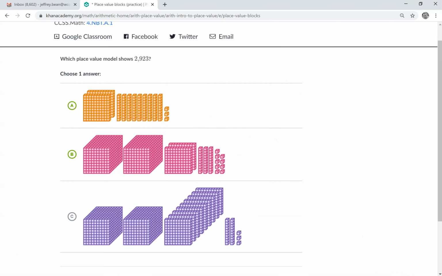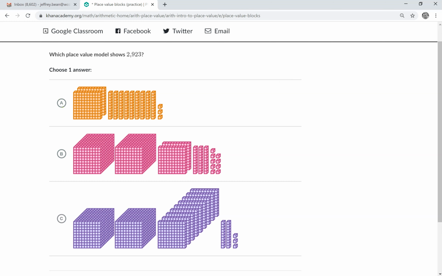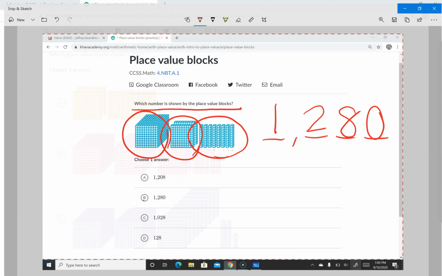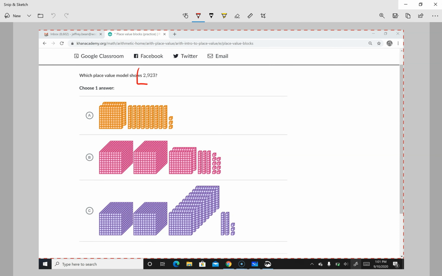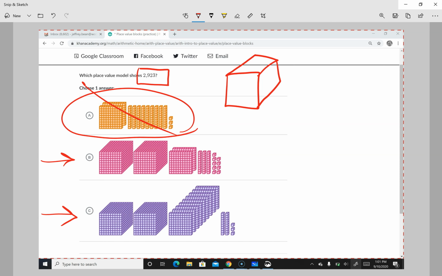Here is one that says, which place value model shows 2,923? So, I'm going to represent this number, 2,923, using place value blocks. So, I'm going to see I need 2 thousands. So 1,000, I remember, is the one that looks like a cube. So I should have 2 of these ones that look like cubes. Okay. This one here and this one here both start with 2,000. This one does not have any thousands in it, so I can cross it out.